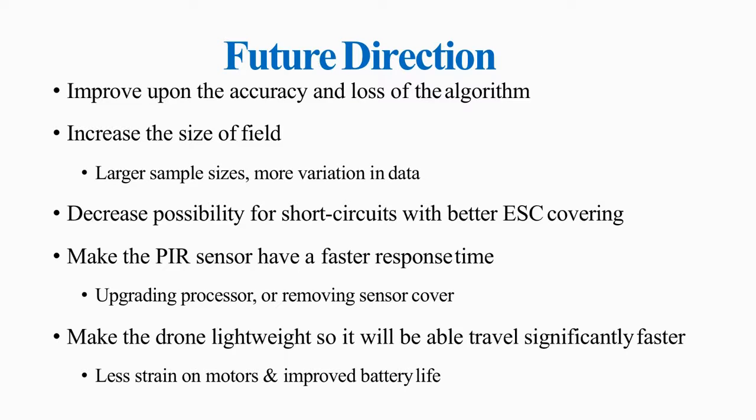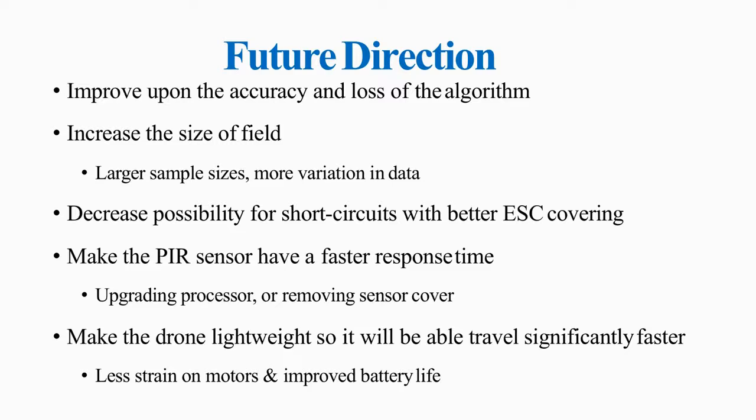So there are a lot of ways we can take this in a future direction: improve upon the accuracy and loss of the algorithm, the ability for the drone to identify plants, increase the size of the field so we can have larger sample sizes and more variation in the data that I examined, and decrease the possibility of short circuits with better ESC covering. The drone's electronic speed controllers were touching the carbon fiber, and sometimes they could have caused short circuits, so I had to cover them up.